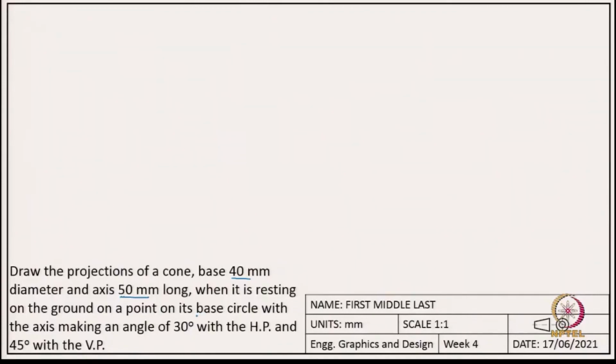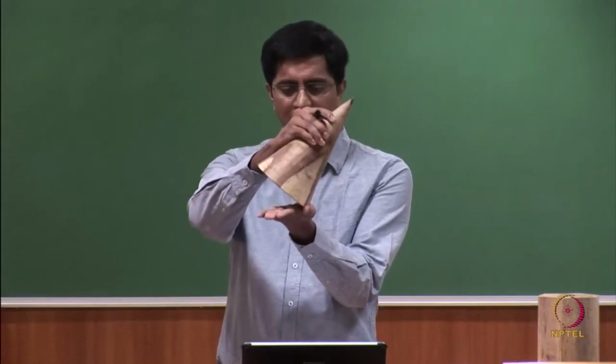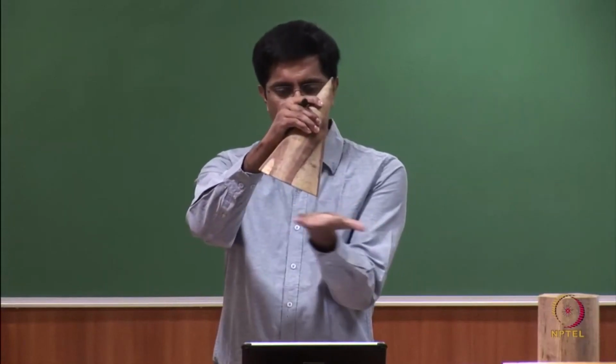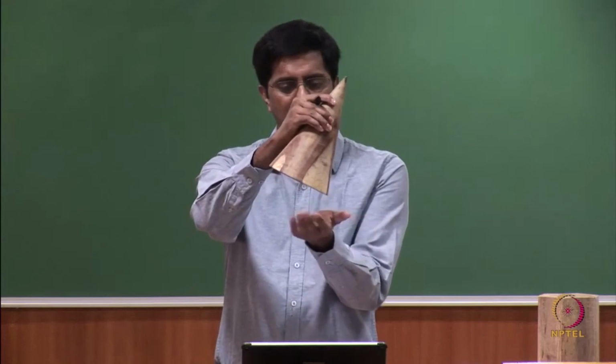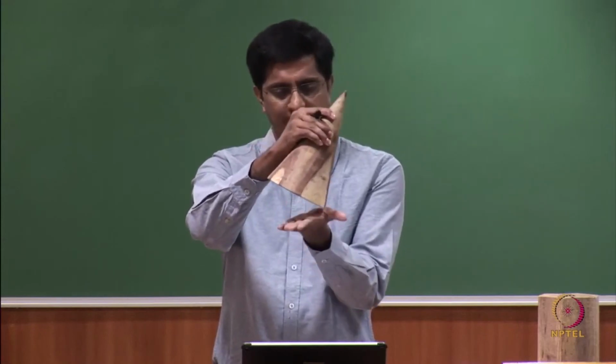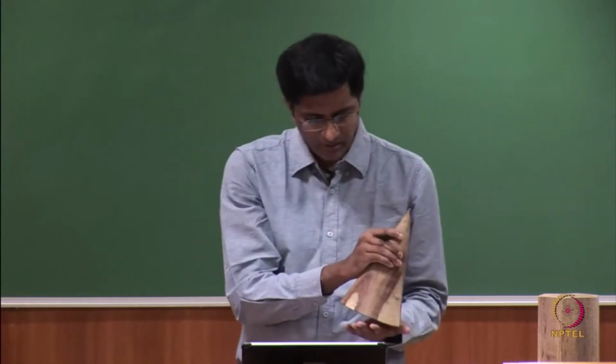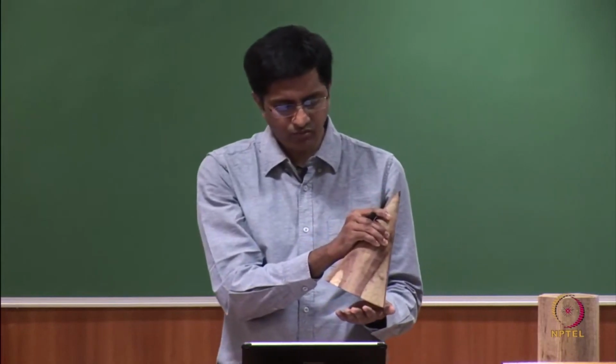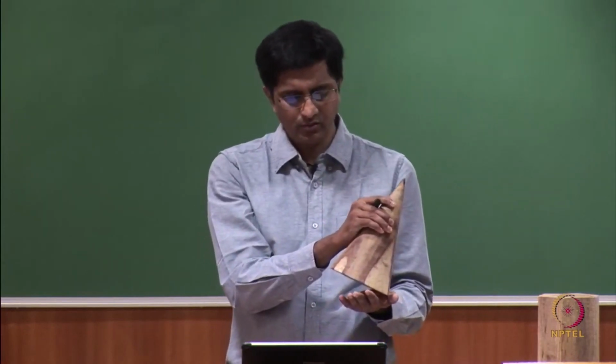So, the base circle makes an angle theta with the horizontal plane. The base circle makes an angle of 30 degrees with the horizontal plane. So, if this is the horizontal plane, it is making an angle of 30 degrees. Okay. And it is also making an angle of 45 degrees with the vertical plane.